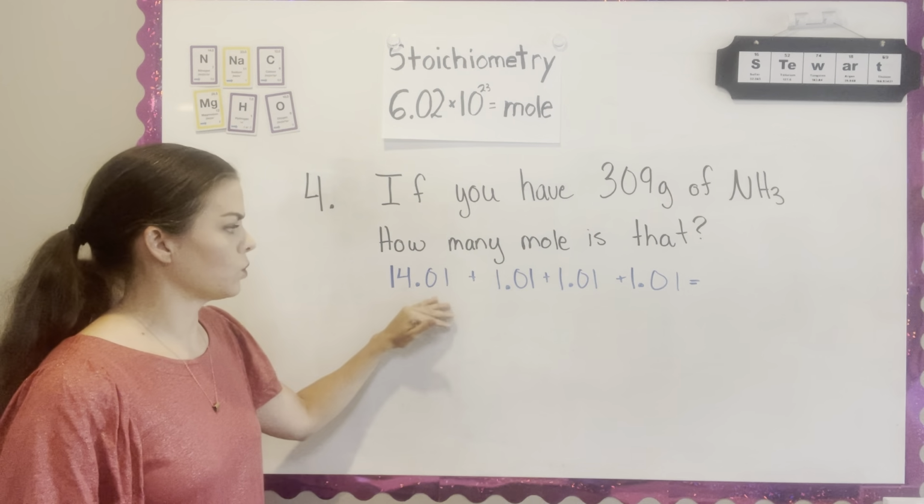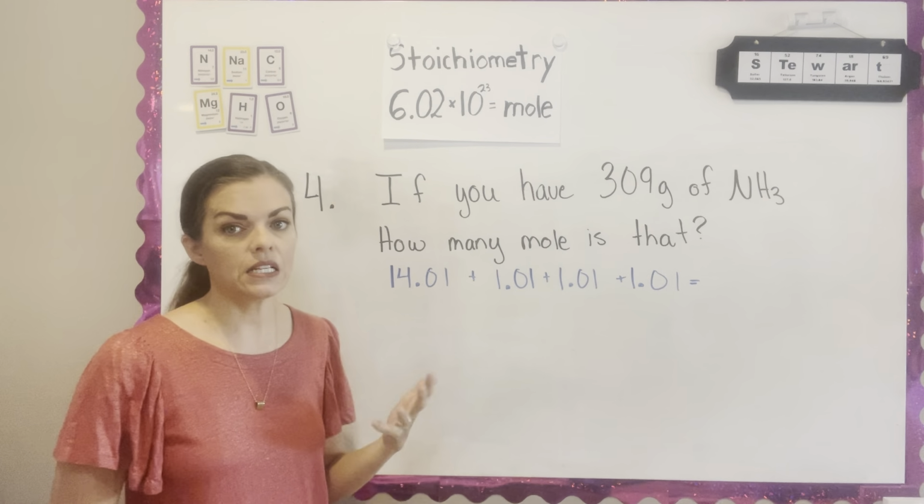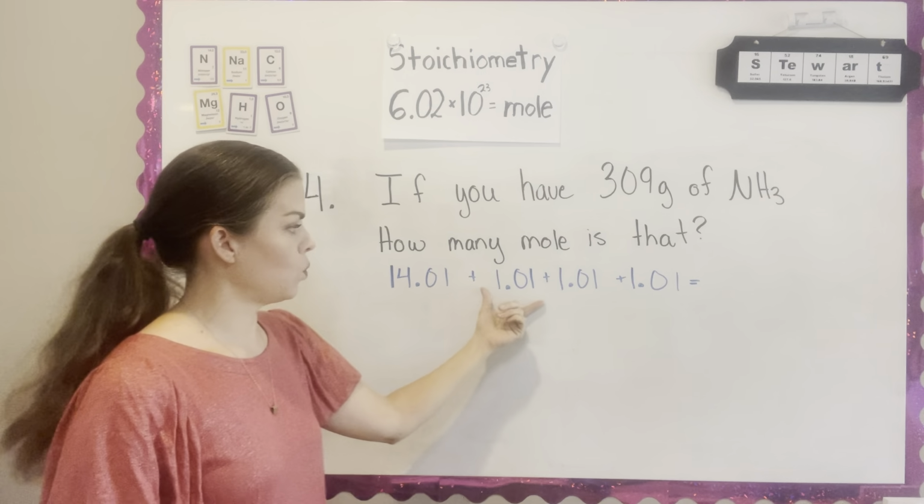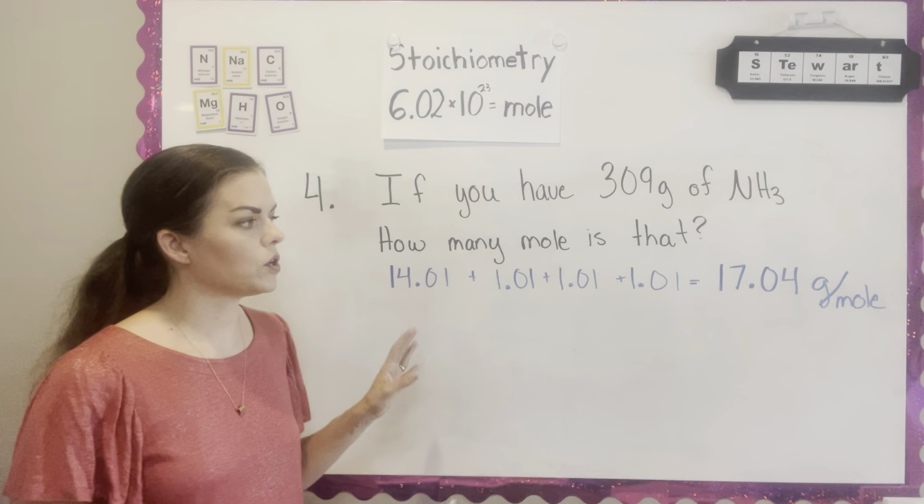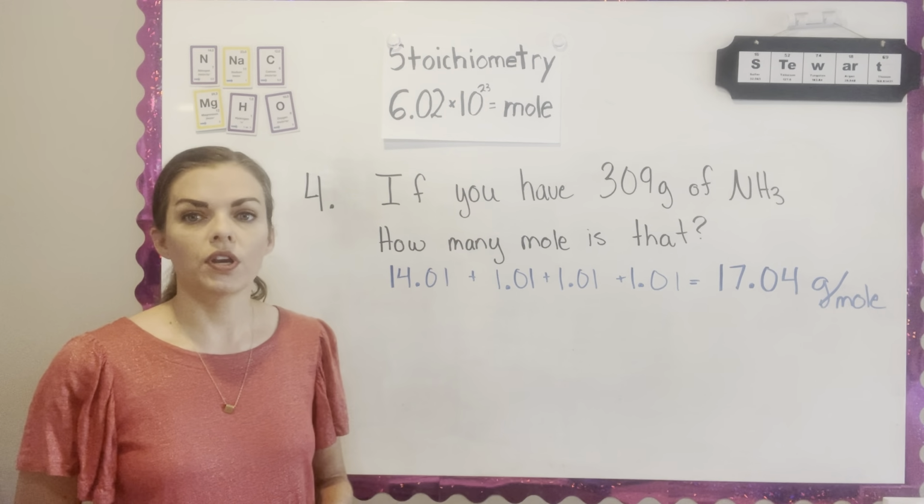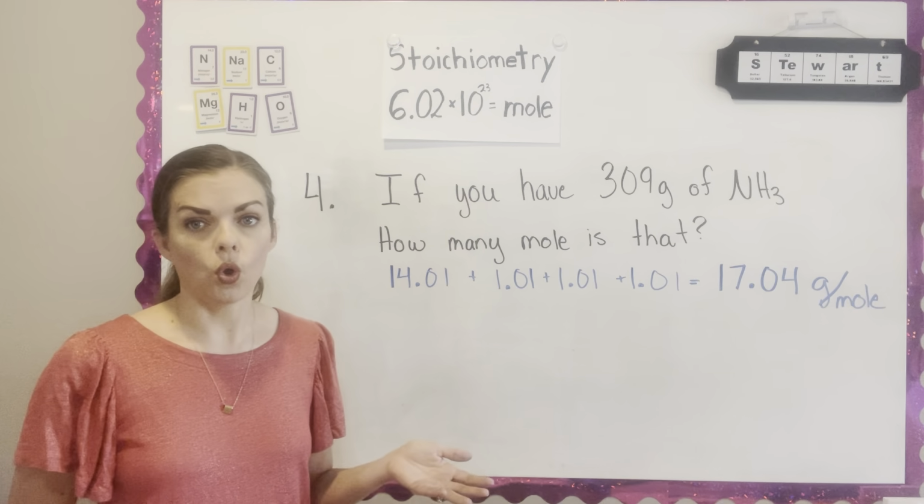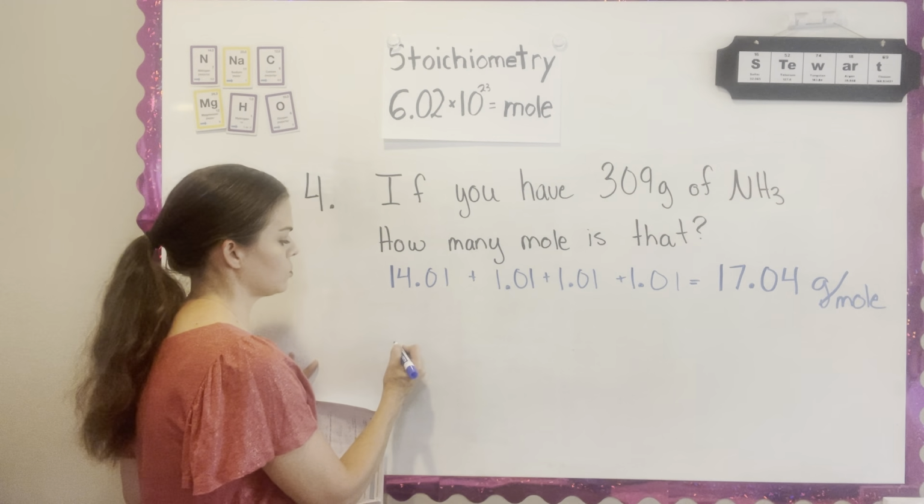So you're going to add 14.01, and then we have 3 hydrogens, and each hydrogen has a molar mass of 1.01. So I have that 3 times. When you add all those up, you get your ratio that we're going to use for this of 17.04 grams per mole. Now, our problem gives us 309 grams, so that's what I have to start with.